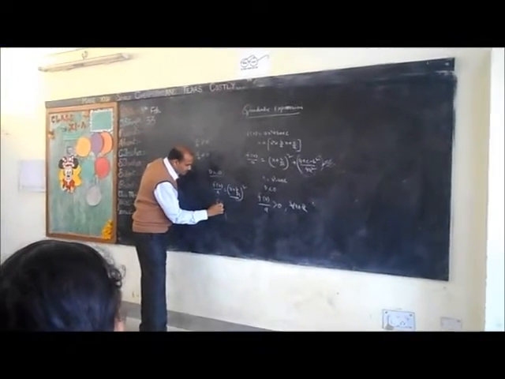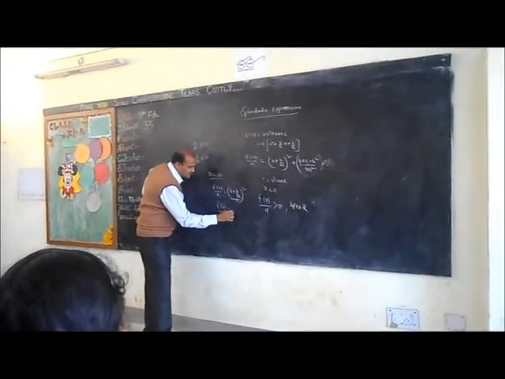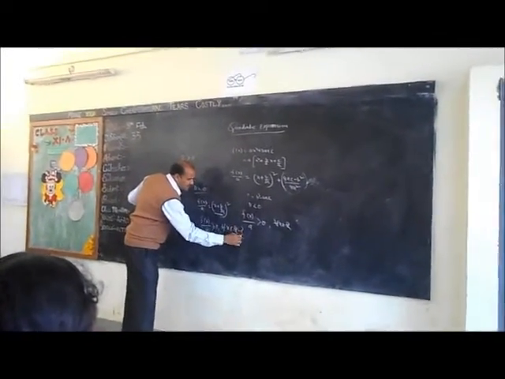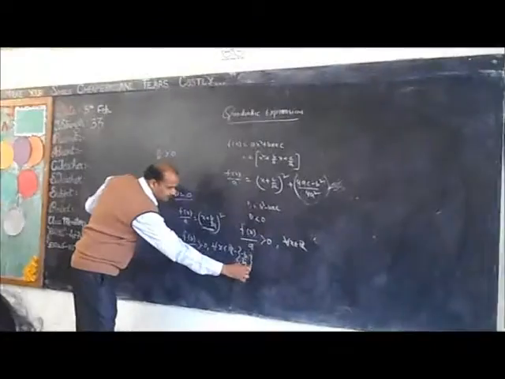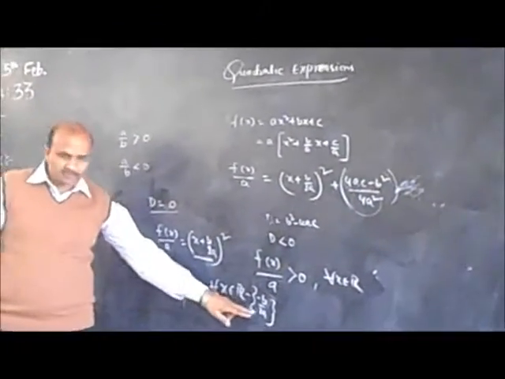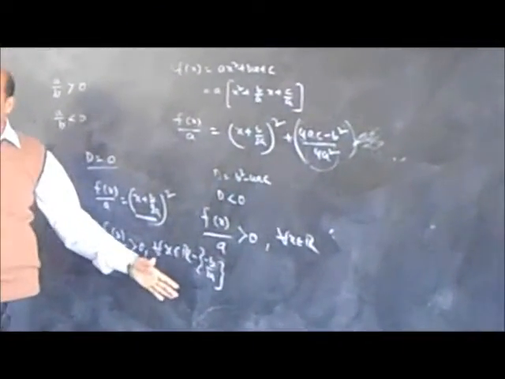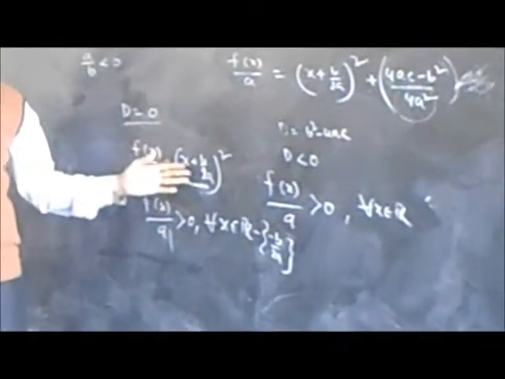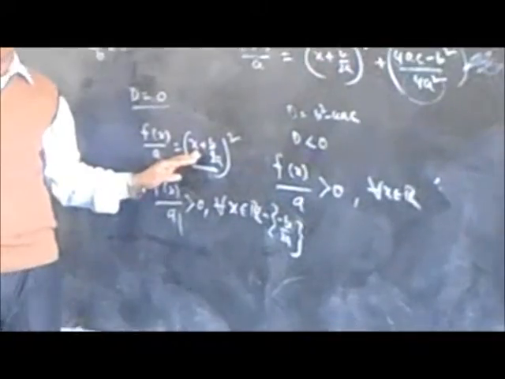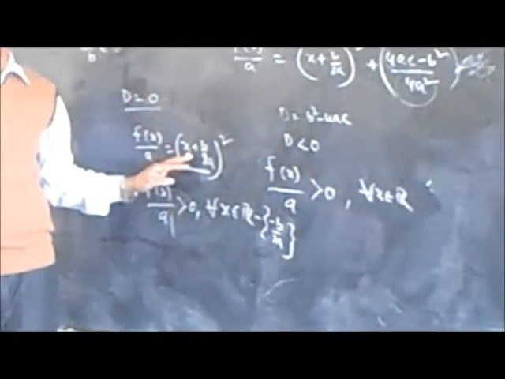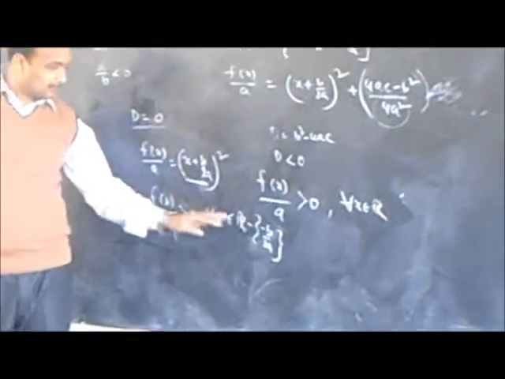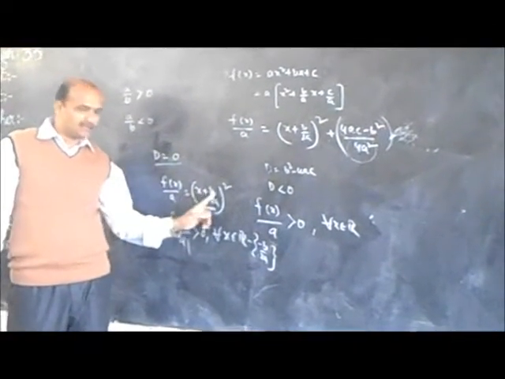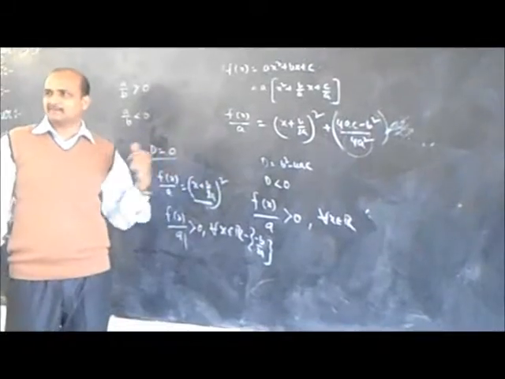F of x by a is greater than 0 for all x belonging to the set of all real numbers except minus b by 2a. If you give any value other than minus b by 2a, it should be greater than 0. Whether it is positive or negative, it should be a positive perfect square, so it is positive. But if you give x equal to minus b by 2a, what happens? Minus b by 2a plus b by 2a cancels, it becomes 0.